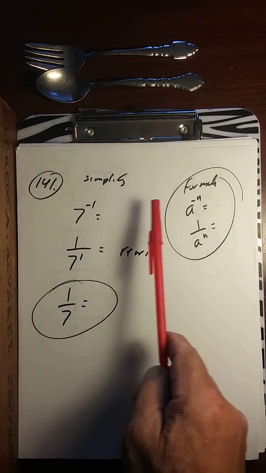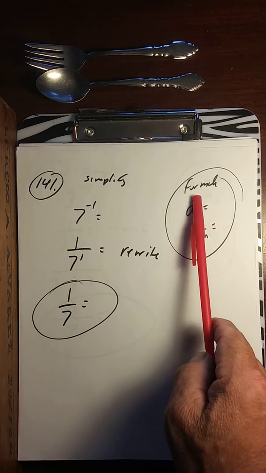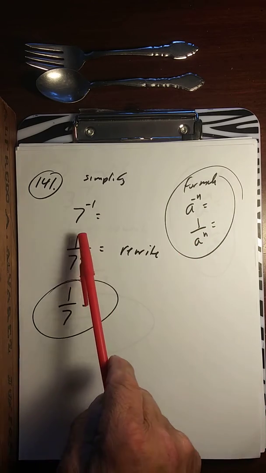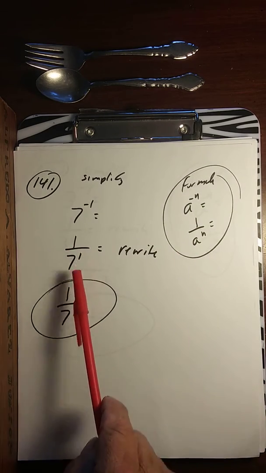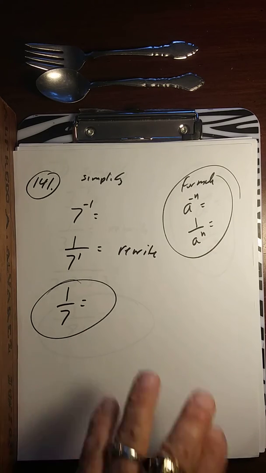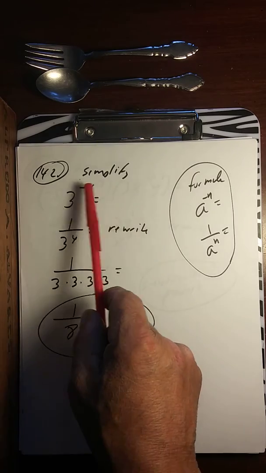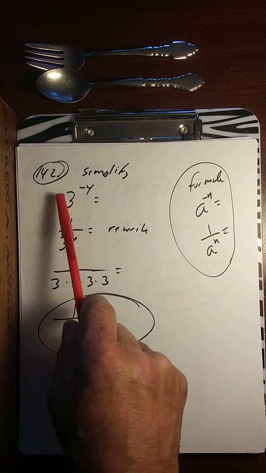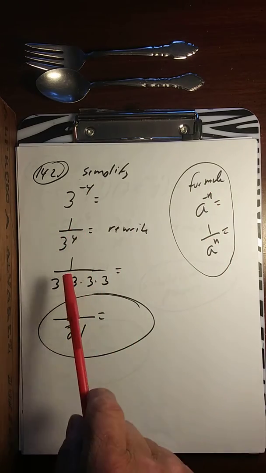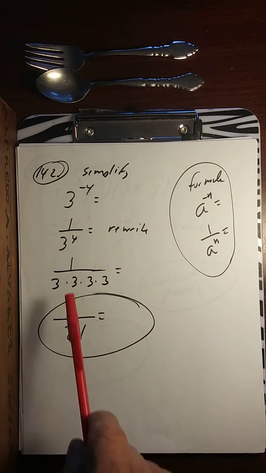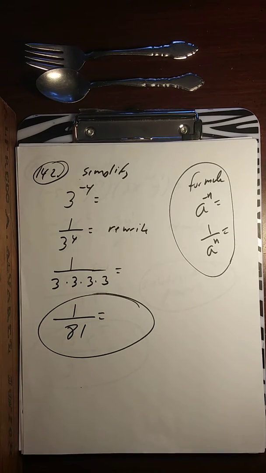7 to the negative 1. We rewrite it. This is formula. If you have a negative power, rewrite it as 1 over that. So this is 1 over 7 to the 1, and 7 to the 1 is just 7, so it's 1 over 7. 3 to the negative 4, rewrite it. Look at the same formula again, so we're going to 1 over 3 to the 4 power. 3 times 3 times 3 times 3, so it's going to be 1 over 81.